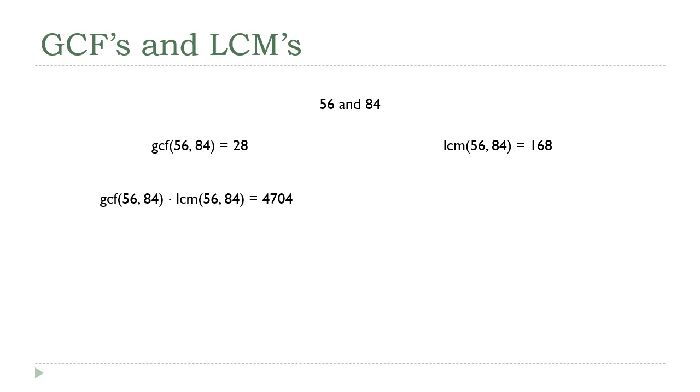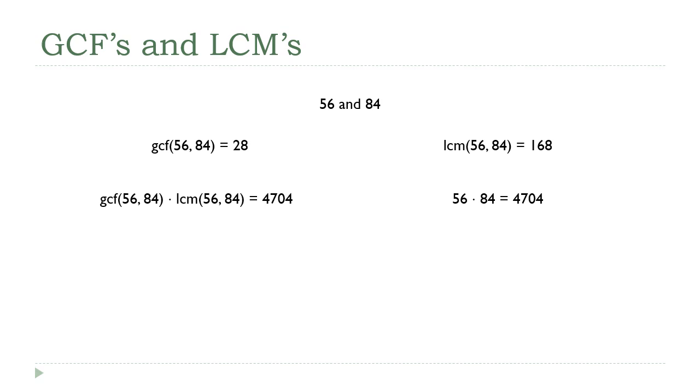Now, do the same thing with the original numbers. 56 times 84 is also 4,704. That is not a coincidence. The greatest common factor times the least common multiple will always be the product of the two original numbers. And that's going to give us a nice little shortcut.